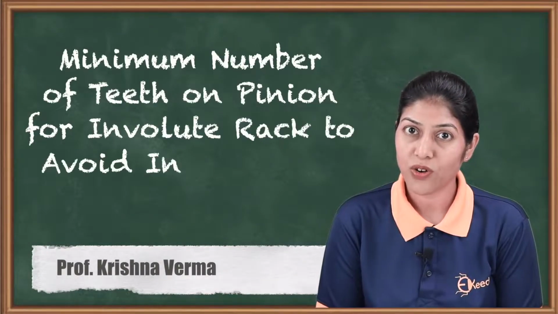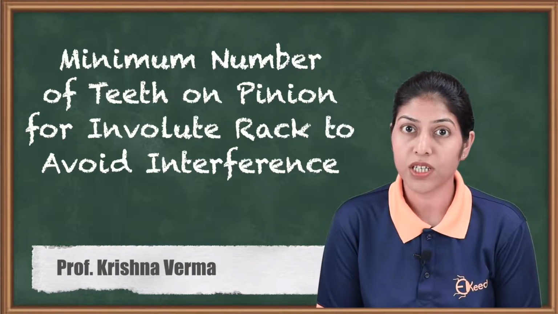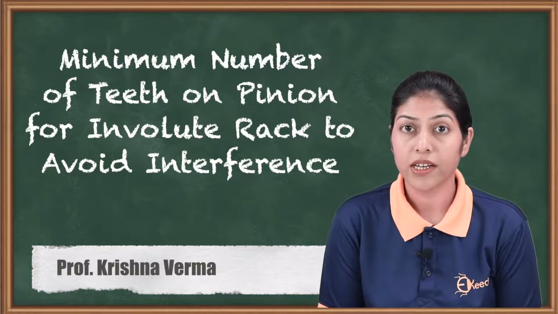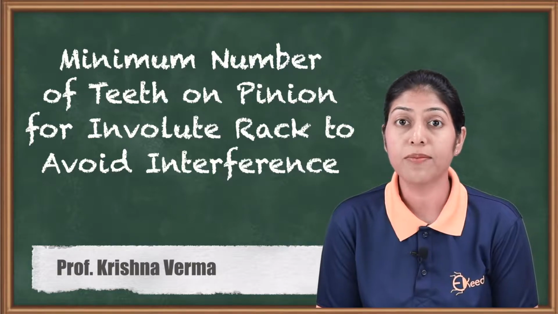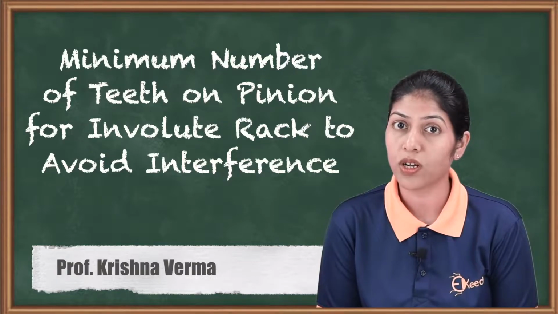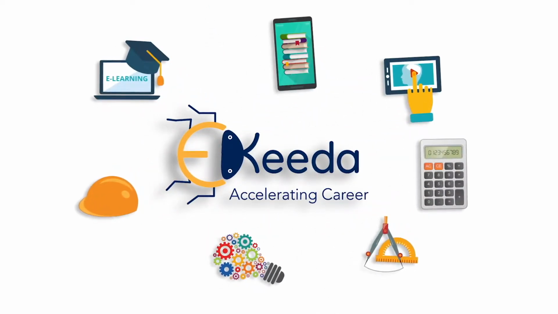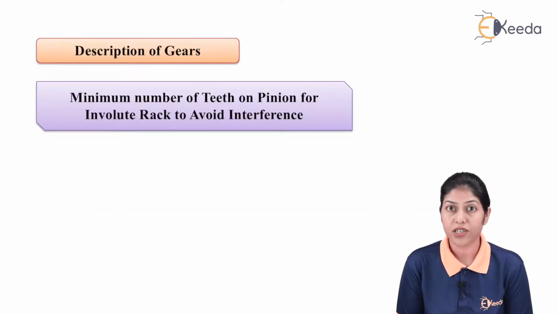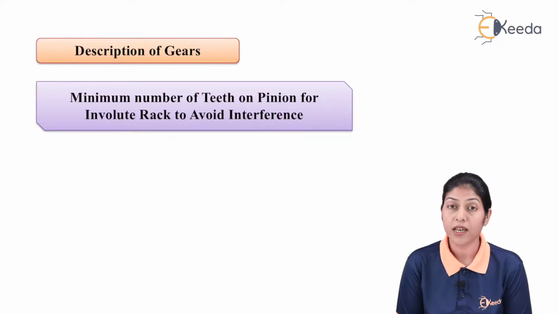Friends, in this video I am going to discuss how we can define the minimum number of teeth on the pinion if it is in contact with the rack gear. So if it is a rack and pinion arrangement, how can we define the minimum number of teeth on the pinion to avoid the condition of interference?